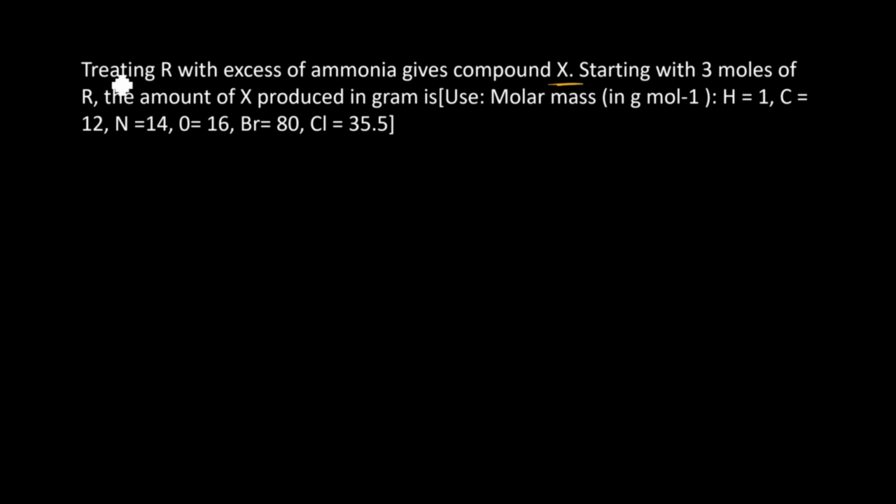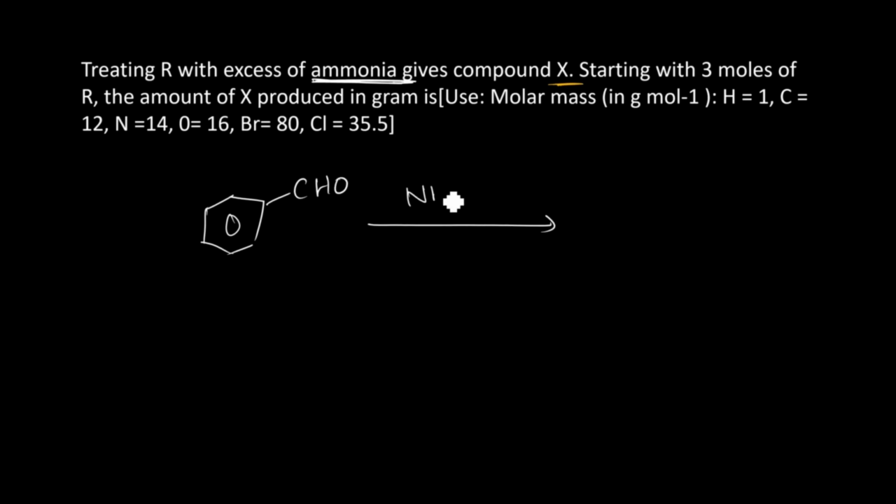Okay, what is the question? Treating R with excess ammonia gives X. Excess ammonia is the main point over here. They didn't mention any amount, that is excess ammonia, starting with 3 moles of R. So I'm going to take 3 R molecules. What is this reaction first of all? This will take up oxygen from the aldehyde and hydrogen from NH3 to form a combined compound.